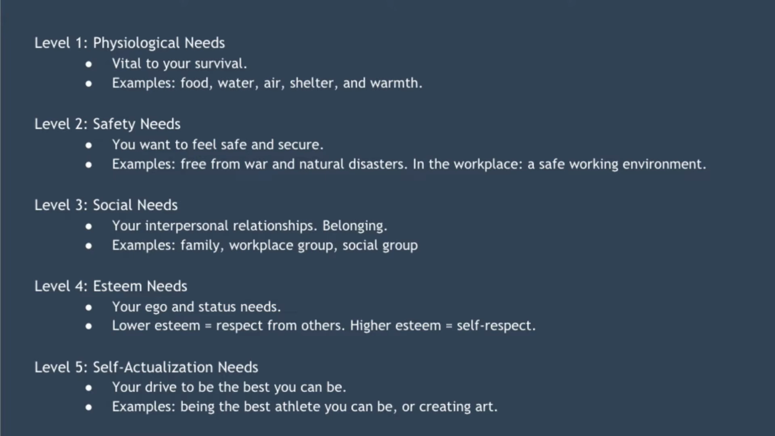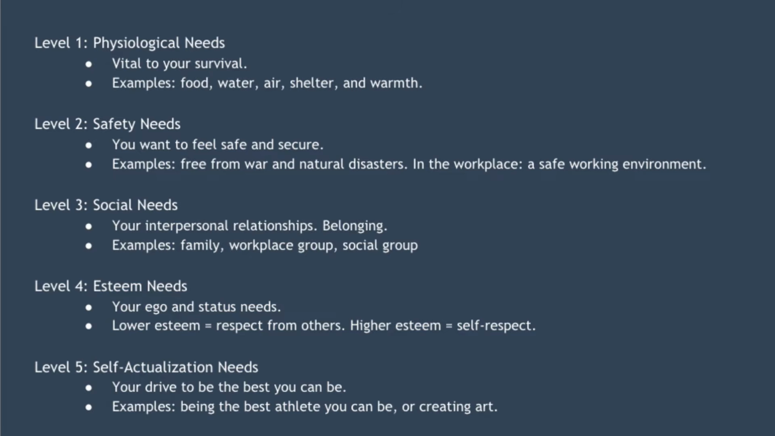The second level is safety needs. And once you've met your physiological needs, the next needs that you'll look to satisfy are these safety needs. We all want to feel safe and secure. So these needs include being free from war, natural disasters, and violence. In the workplace, these needs include things like job security, a safe working environment, having access to grievance procedures, saving some money each month, and knowing you have health insurance should you become ill. Now, physiological needs and safety needs combined are often referred to as your basic needs.